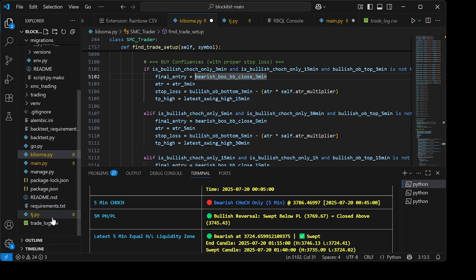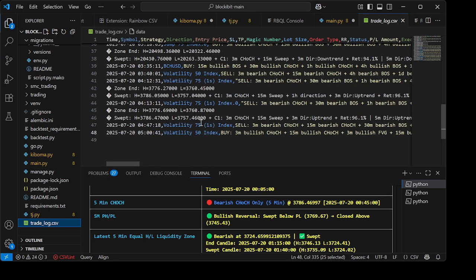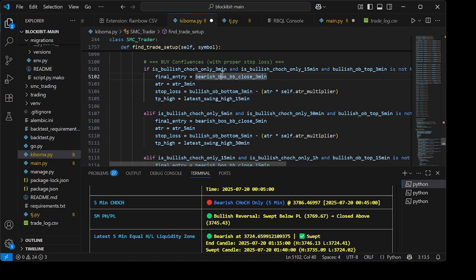Okay, let me check again. What trade was it? This was a buy. It was a buy. So let's check on that. It was a buy. So 3 minutes bullish CHoCH, 3 minutes bullish CHoCH. So final entry is what? Bearish bias order block. For me, the bearish BB is just the Cosmodo area.